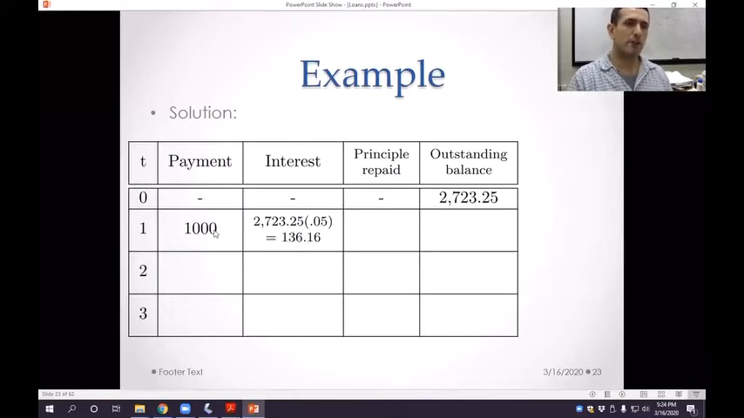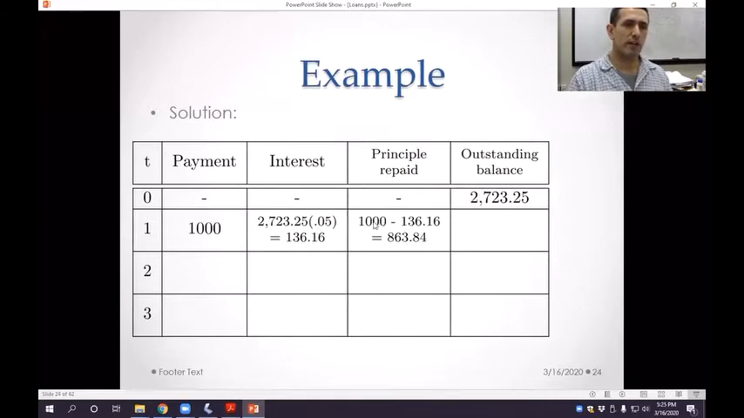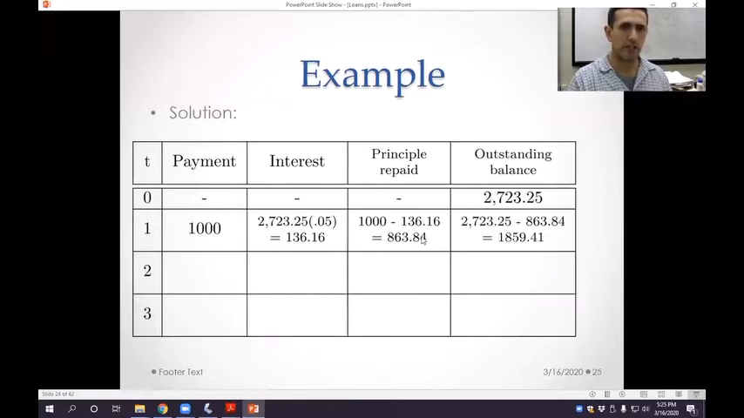Okay, so you first pay off interest. So you take the 1,000, subtract 136.16, because you're taking 136.16 and paying off the interest. What you have left is what you are using to chip away at your principal. You have 863.84 left, and you're using that to chip away at your principal. Again, outstanding balance is the same thing as principal. They're synonymous.